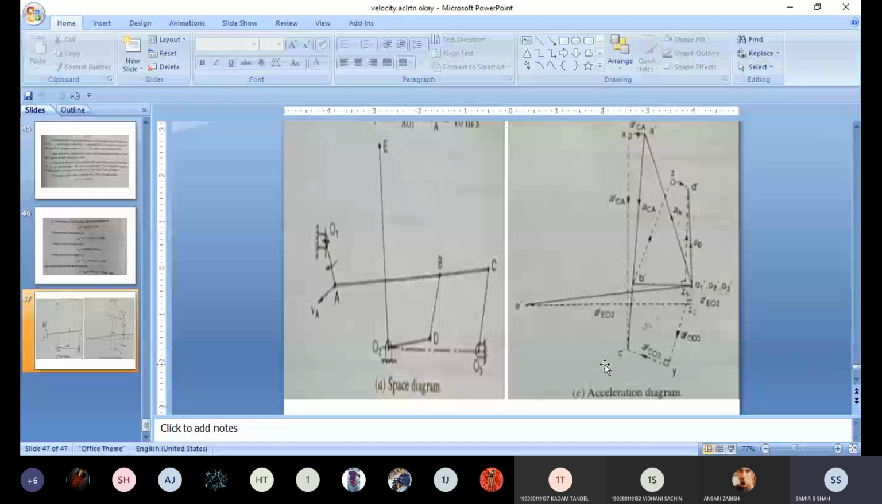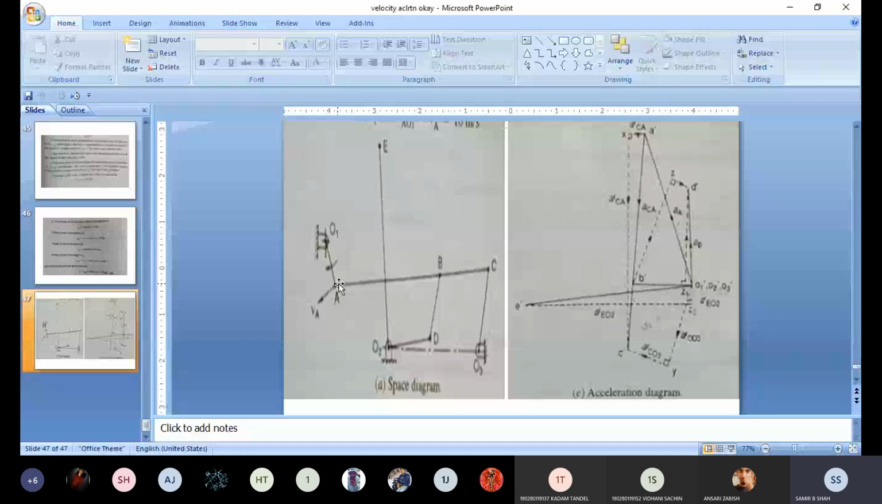Here we just talked about AC. Now we talk about O3C. As we know, AC and O3C intersect at point C. As we already discussed in many previous examples, the same thing we have to repeat. We once again get the radial part and the tangential part. The tangential part of AC and the tangential part of O3C intersect somewhere, and the same thing we apply now.